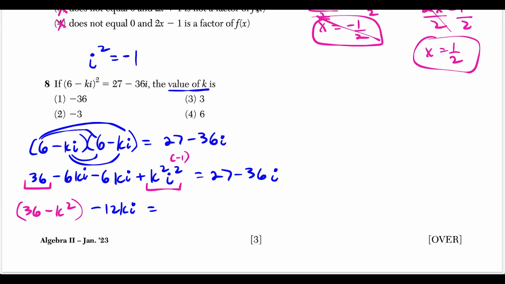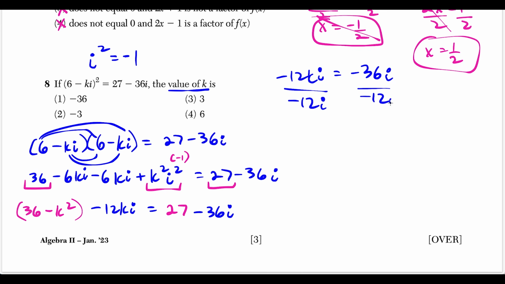And this is going to be equal to, and I'm going to write our real part now in pink. On this side, the real part is 27. So we have 27, and now we can just tack on the imaginary part, minus 36i like this. So now any one of these you could set equal to each other. If you set the blue stuff equal to each other, you would have minus 12ki is equal to minus 36i. And notice here, if you divide by -12i on both sides, the i's cancel, and -12 over -12 cancels, giving us k equals, and this is going to simplify to +3.